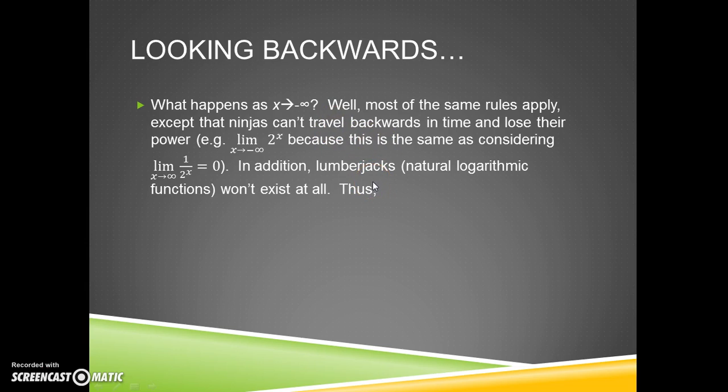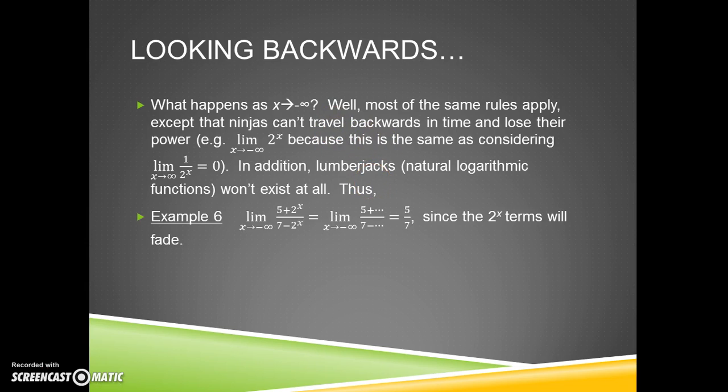Thus, limit as x goes to negative infinity of 5 plus 2 to the x over 7 minus 2 to the x would be the same as limit as x goes to negative infinity of 5 over 7, because the two ninjas, 2nd degree ninjas, will lose their power. So this limit overall will just be 5/7.